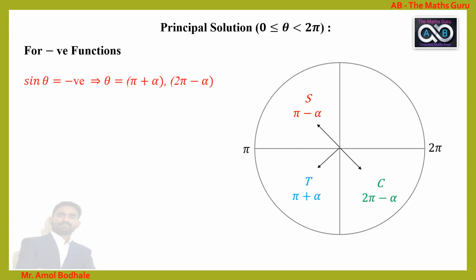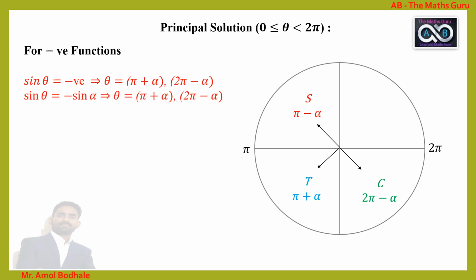Now for negative functions, if sin theta equals a negative value is given, then we have two solutions, pi plus alpha and 2 pi minus alpha. See here, the value of sin theta is negative, that means we must think about in which quadrant sine is negative. We know that sine is positive in the first and second, so it must be negative in the third and fourth. Therefore we have two solutions: the angle in the third quadrant, pi plus alpha, and the angle in the fourth quadrant, 2 pi minus alpha.